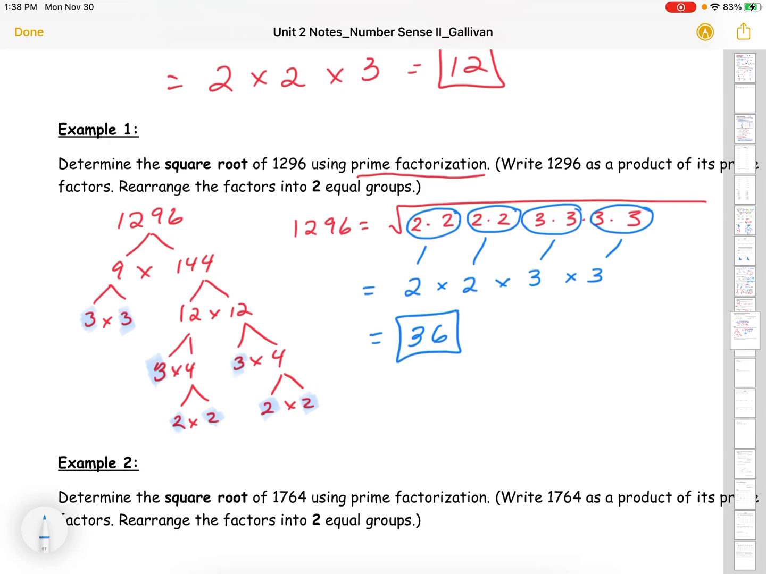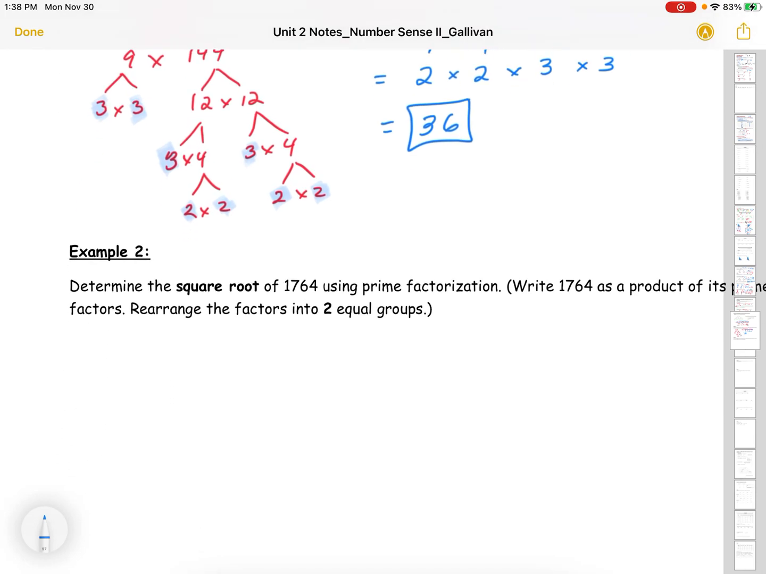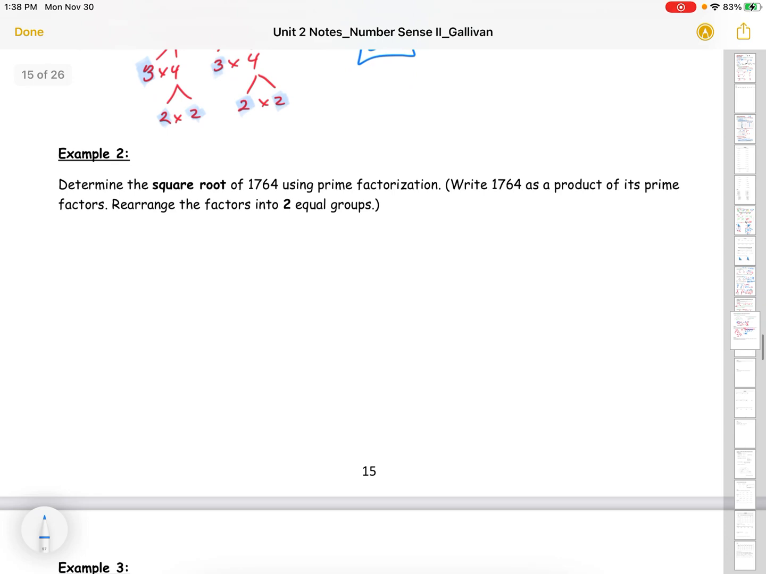Okay, so you can use those to kind of help you use the factor tree, find the prime factorization, and then you can solve. Determine the square root of 1764 using prime factorization. So we're going to write 1764 as a product of its prime factors, and then rearrange into two equal groups or into pairs. Okay, so 1764 is 9 times 196. So this will be 3 times 3. 196 is 4 times 49.